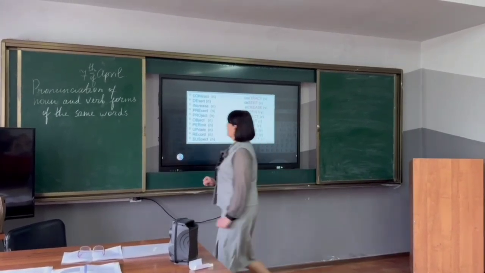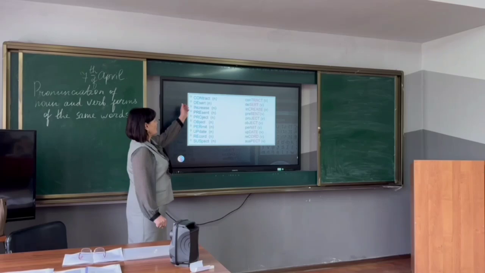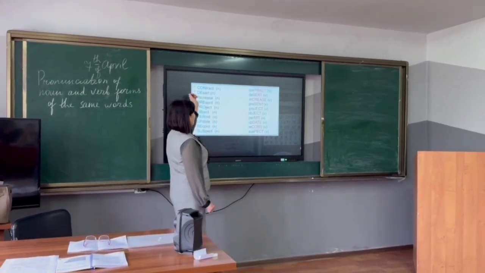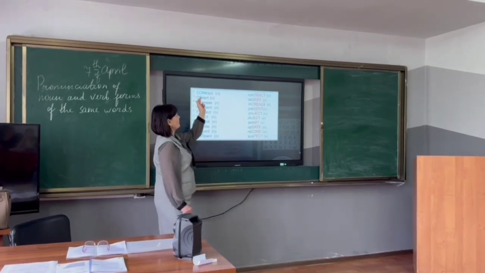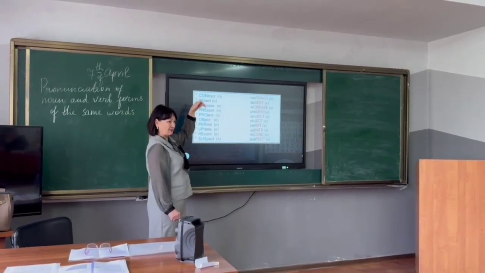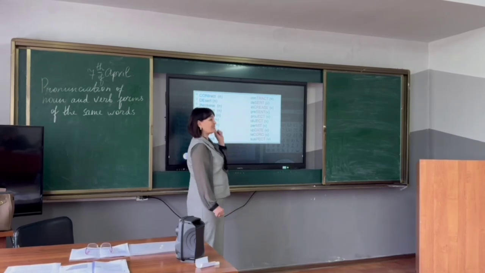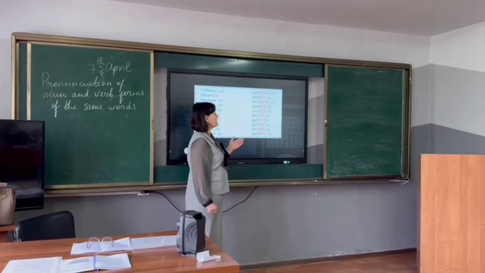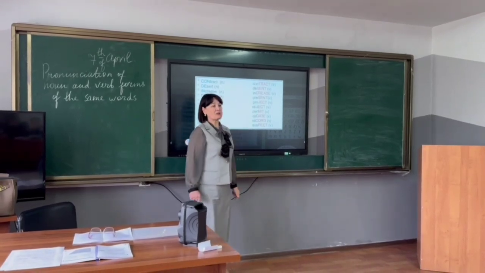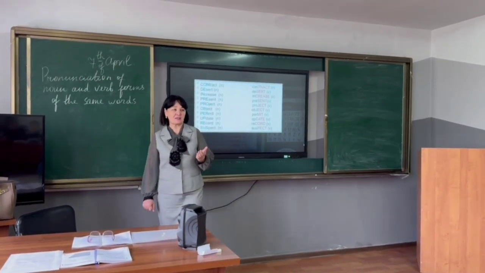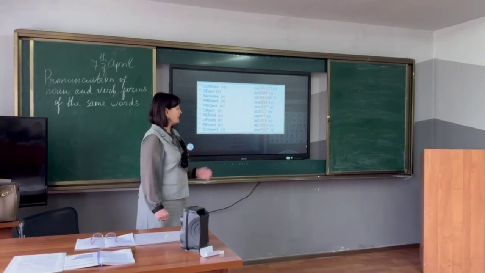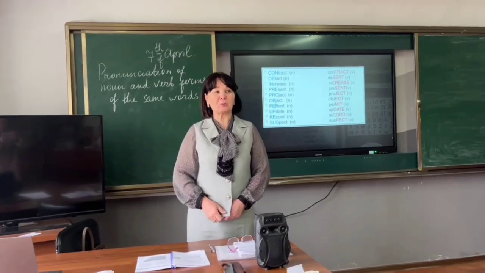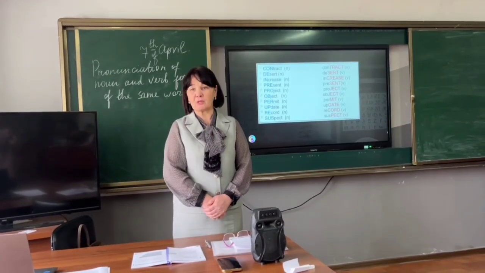Here, for example, contract is a noun form. The stress is put on the first syllable: contract. And as a verb, contract, the stress is put on the second syllable. So the first syllable produces a schwa sound. Contract, contract.